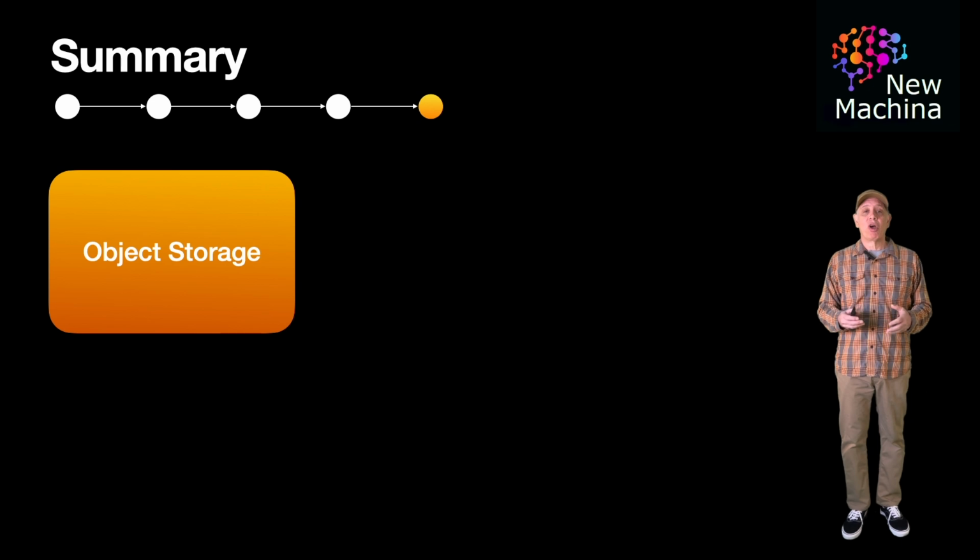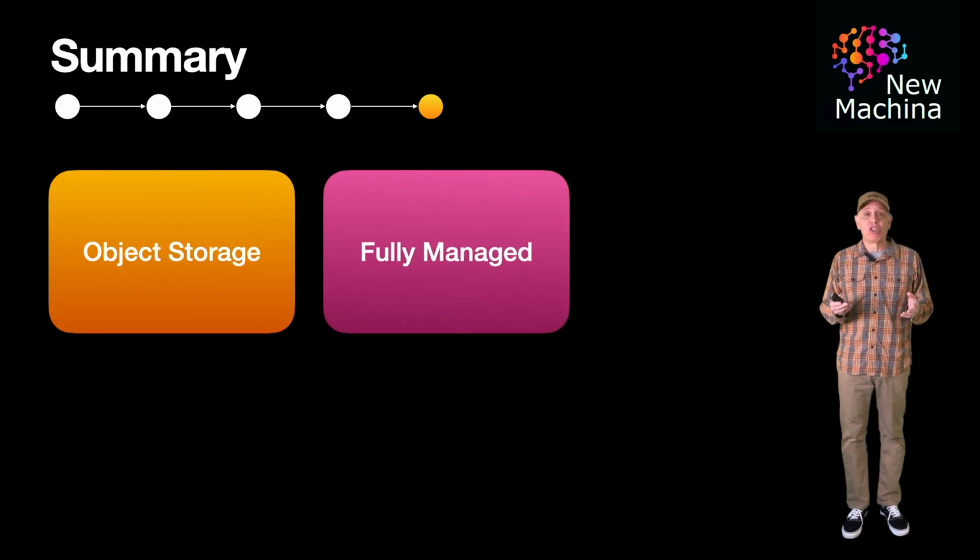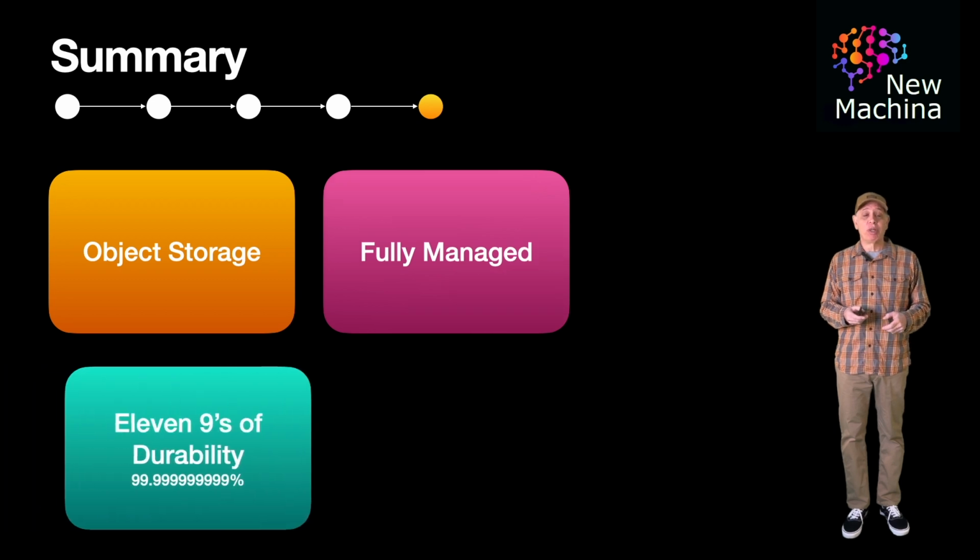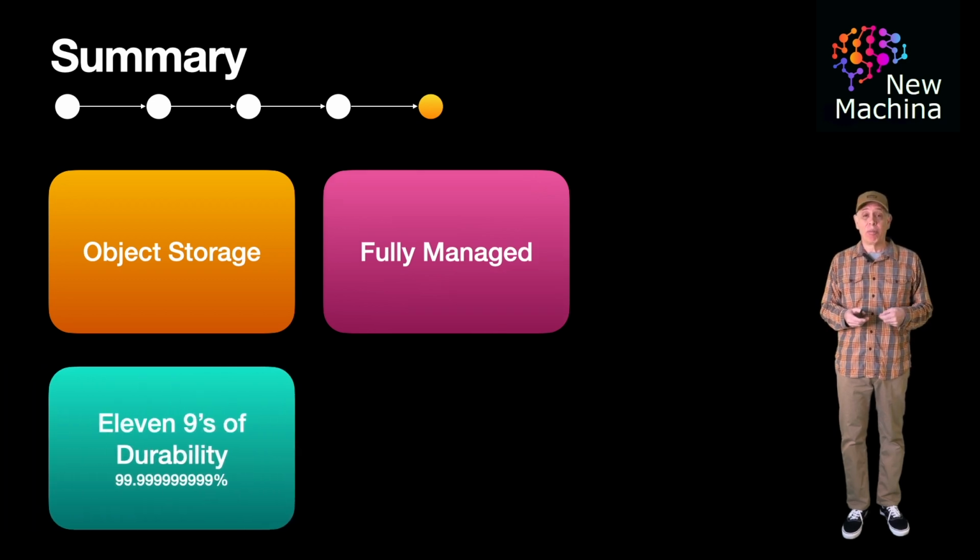So in summary, Amazon S3 gives you object storage. It's your giant memory stick up in the cloud. It's fully managed. There's no infrastructure for you to worry about. Amazon S3 Standard gives you 11 nines of durability. This is a measure of probability that your file will not be lost. They do this with all that replication I talked about a little earlier in the video.